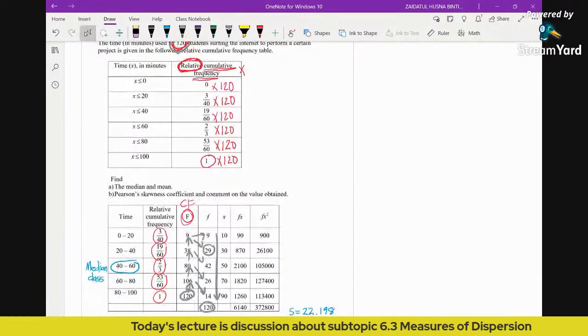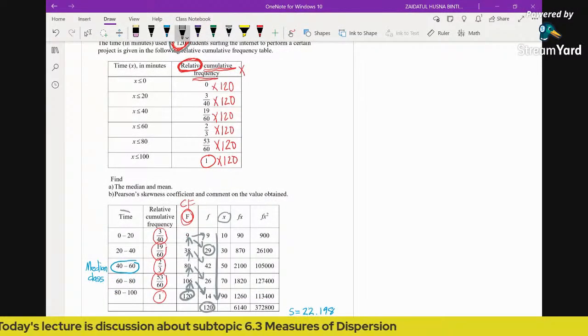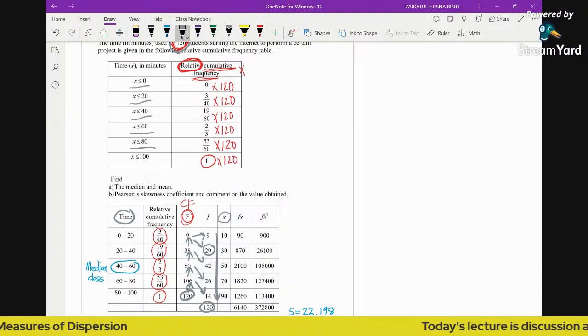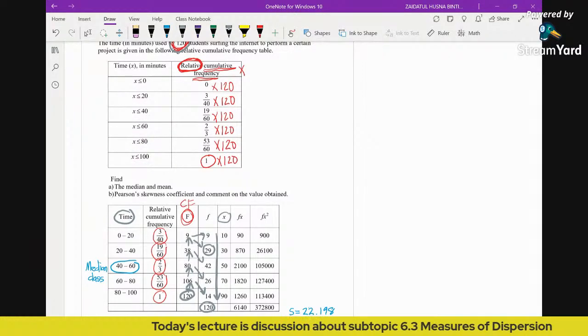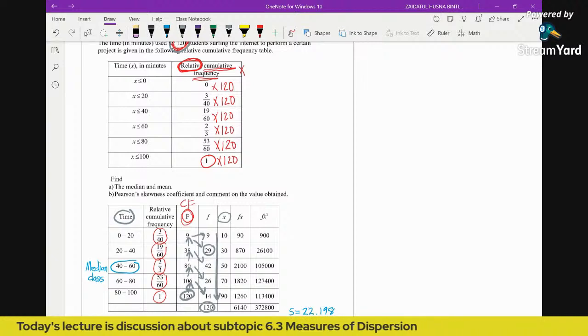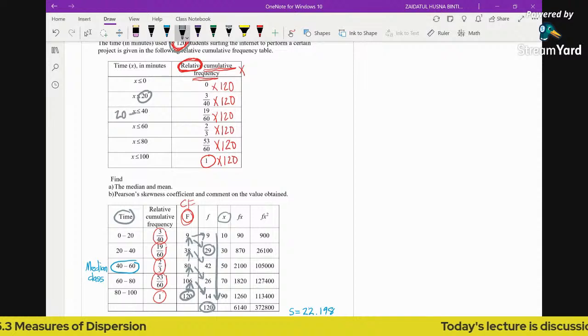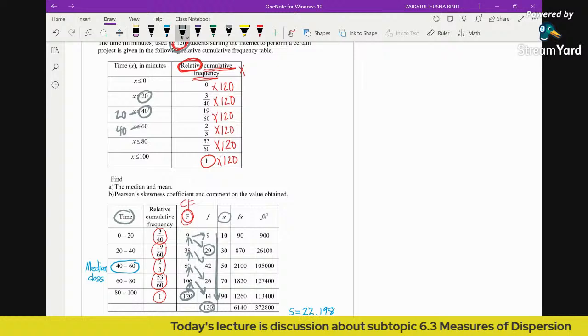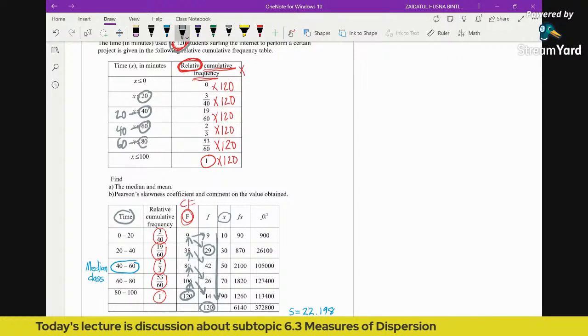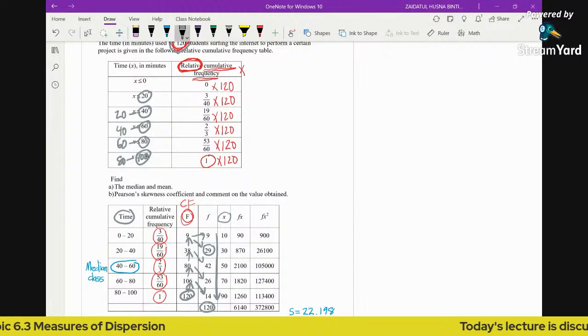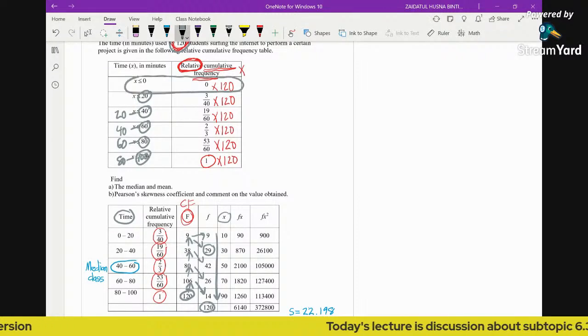Then how can we obtain the x? Our data here is given in this kind of representation. So how do we identify whether this is class boundary or class interval? Whenever you are given in this form, it is always class boundary. Why? Because you can simply use this value and bring it down. So it will be 20 to 40, and then you bring the 40 down, so it's 40 until 60, and here you bring it down, 60 until 80, and then 80 until 100.